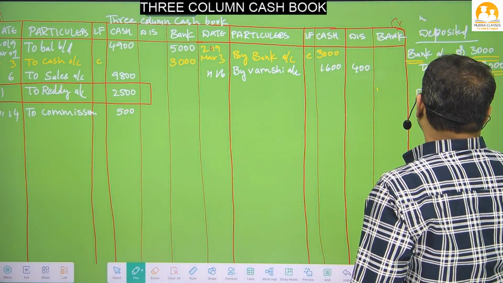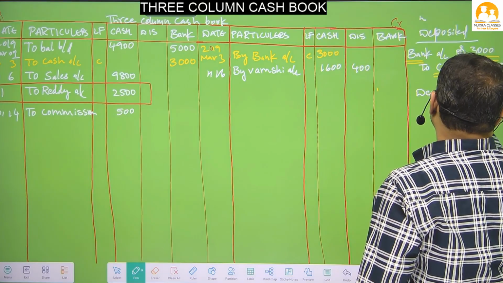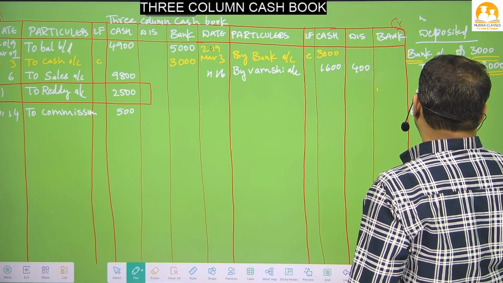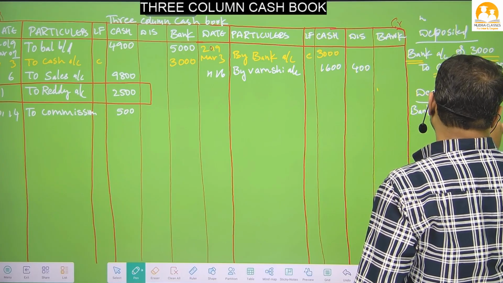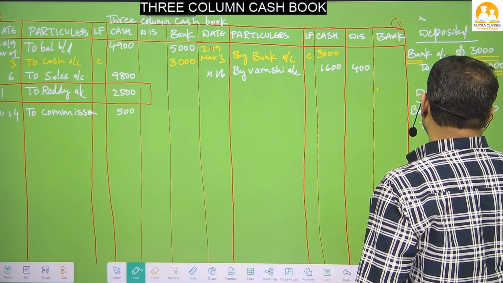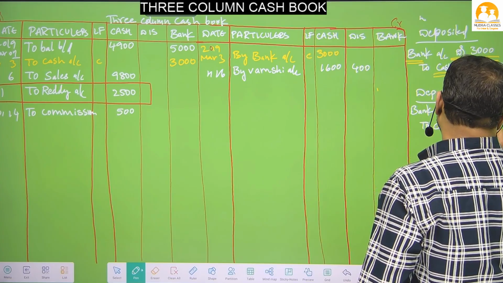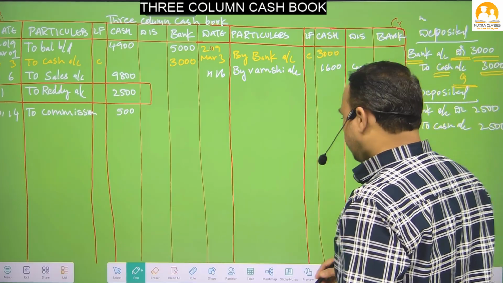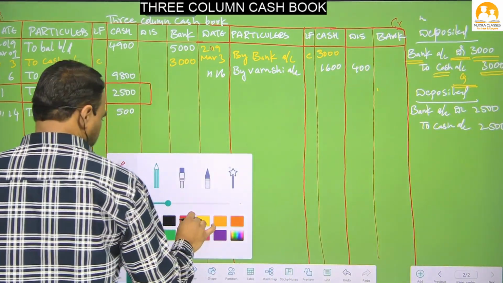Deposited. The same journal entry will come here. Bank account debit 2500 to cash account 2500.